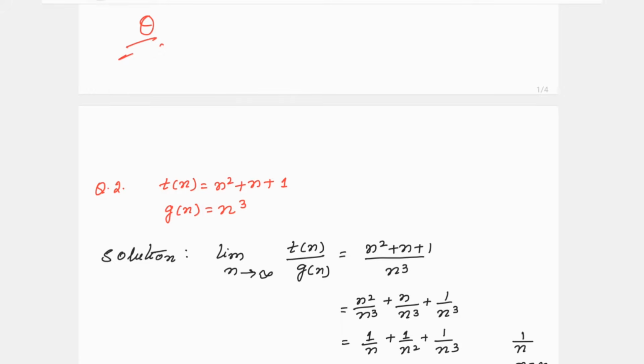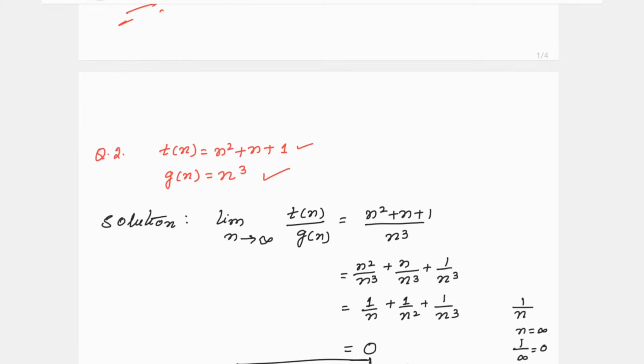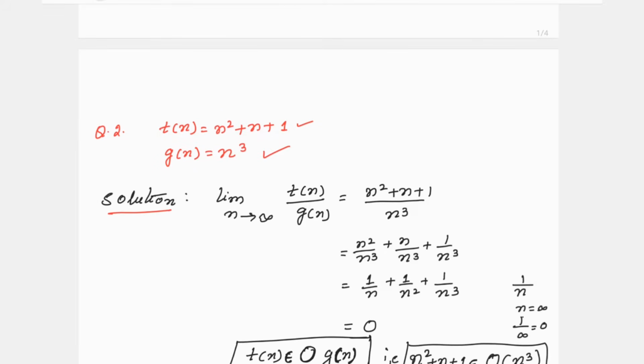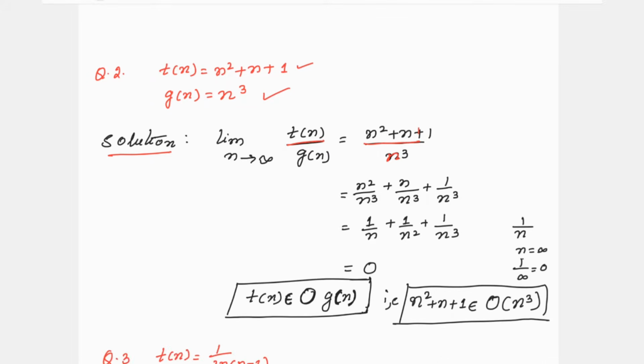Let us take one more example. T of n equal to n square plus n plus 1 will be given in the question. G of n equal to n cube will also be given in the question. So you start solving this. Limit n tends to infinity, you write T of n divided by g of n. Substituting for T of n, n square plus n plus 1, and in g of n it is n cube. Simplify.